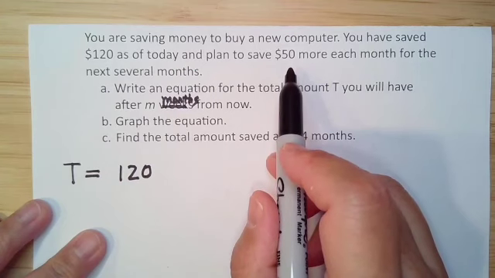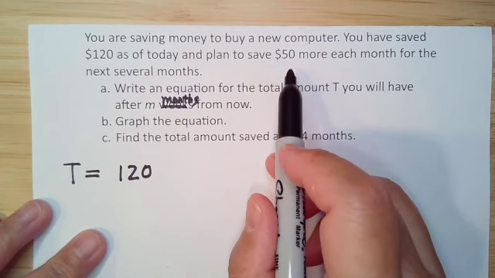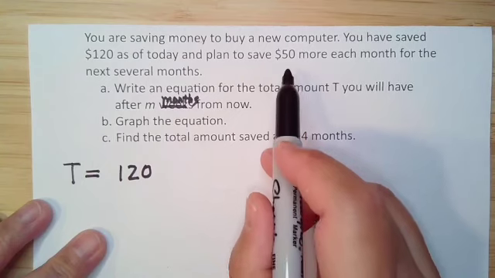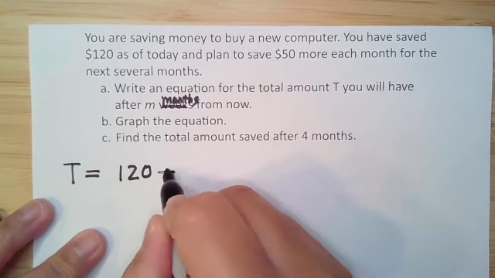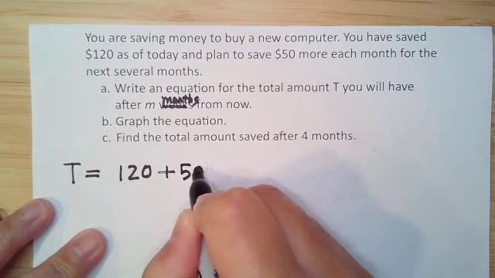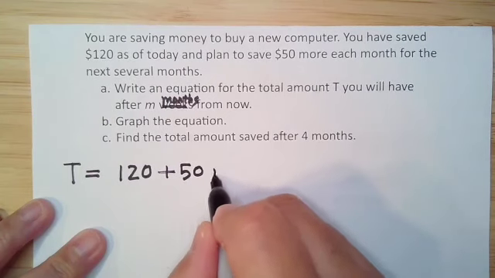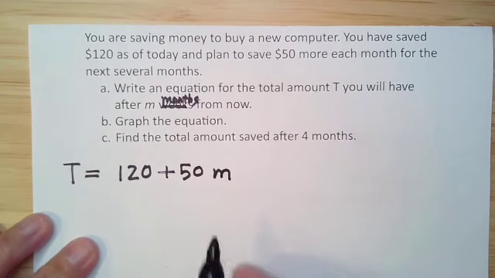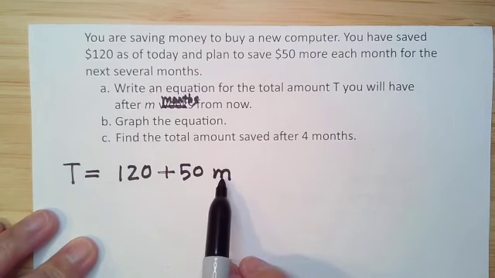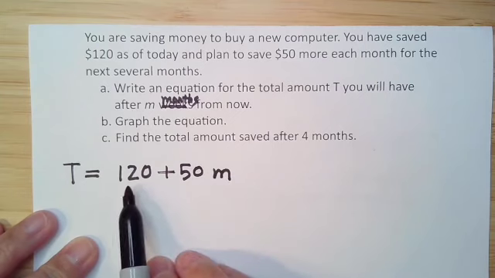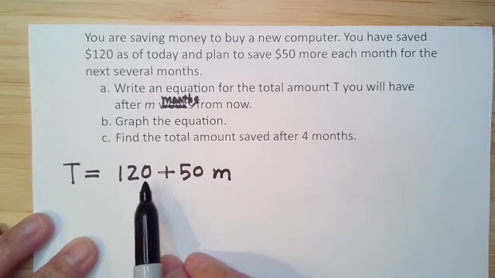In our linear equation part, or when we do the graphing, this is the slope. This is the unit change. So for each month, it's $50. For m months, 50 times m, plus whatever you have right now, which is 120. So this is the answer.